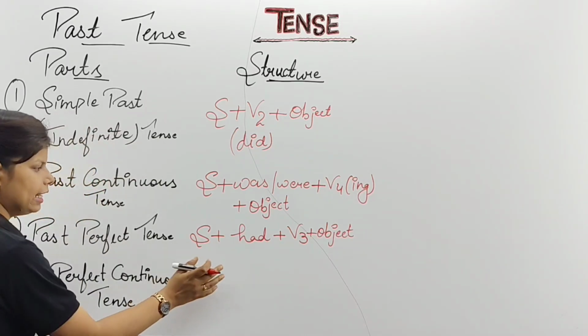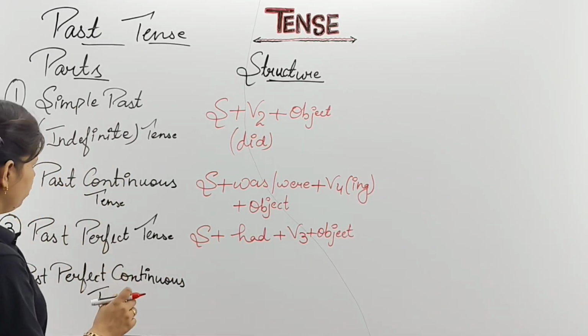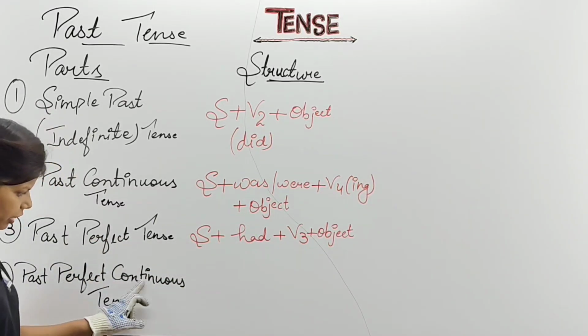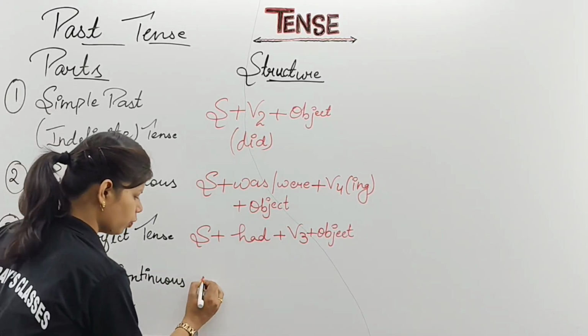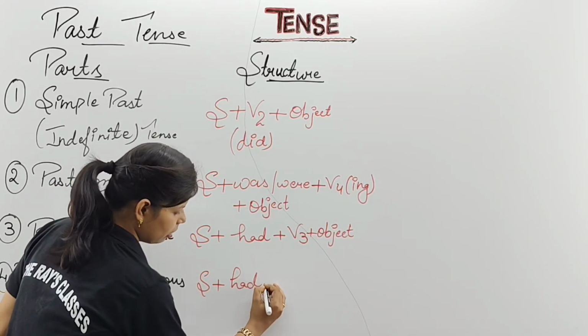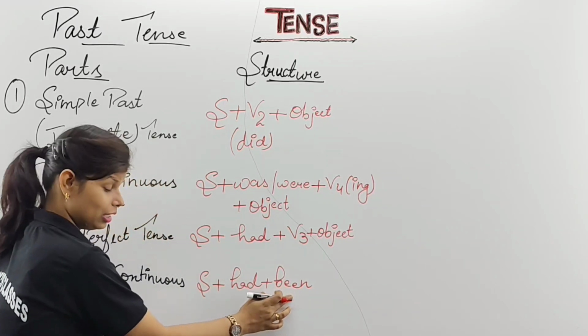Clear, no? And the last form is what? The last form is your past perfect. Don't be confused in this. This is your past perfect tense. Clear? Now the past perfect continuous tense. Here we are using what? Subject plus had plus one common thing which we have, that is been. That you have to keep in mind.